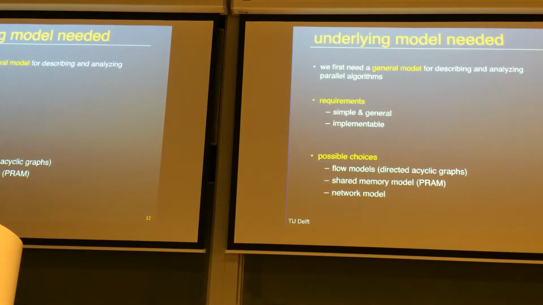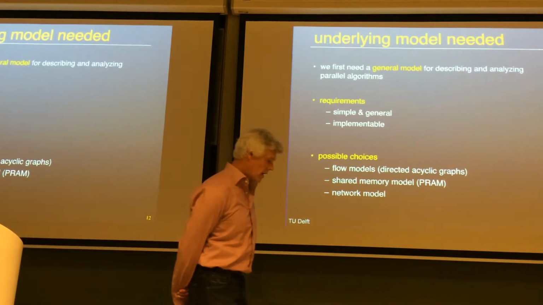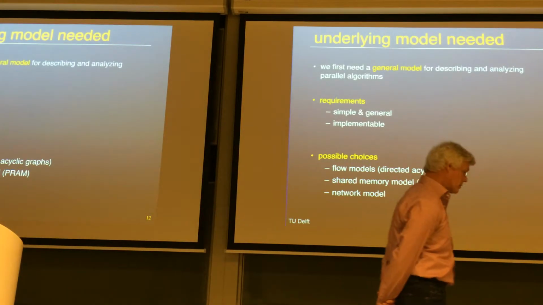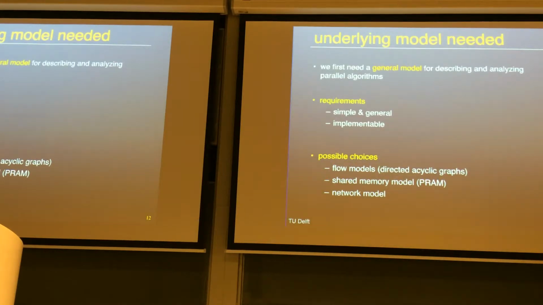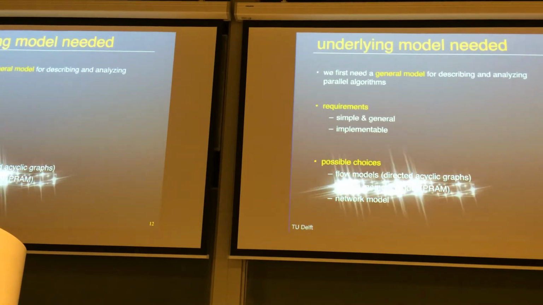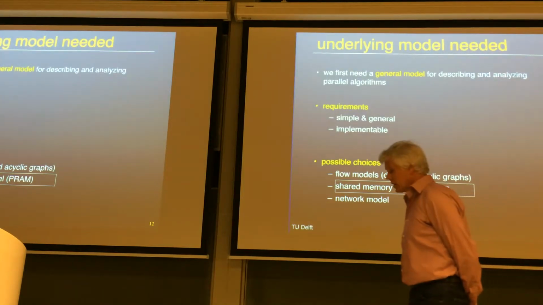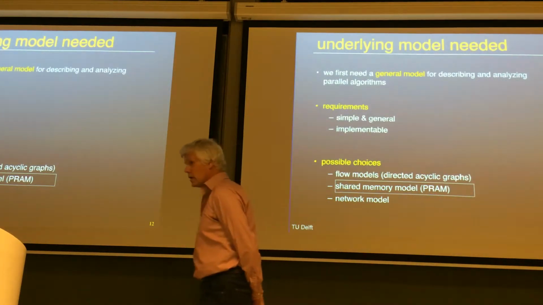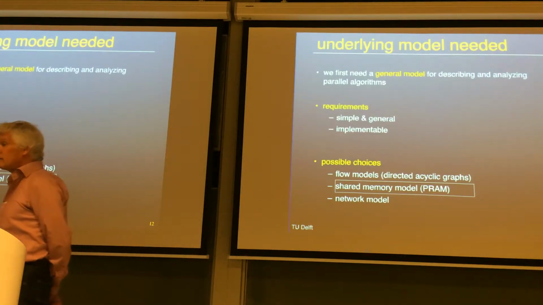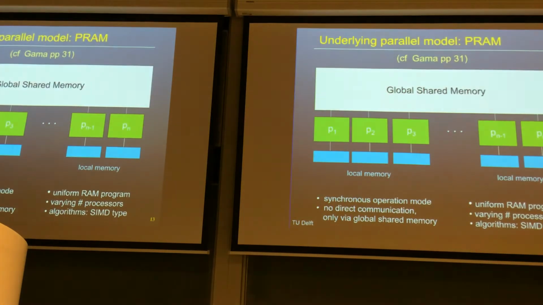Then there are a number of choices we could consider. For example, you have flow models based on DAGs, directed acyclic graphs, very popular in some environments. We have the shared memory model and we have the network models. But what we are choosing is the shared memory, or the PRAM model, because it has a long tradition, it's quite general, and it's quite suitable for specializing to specific architectures. Now, what is this PRAM model?